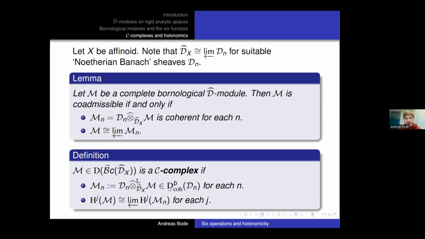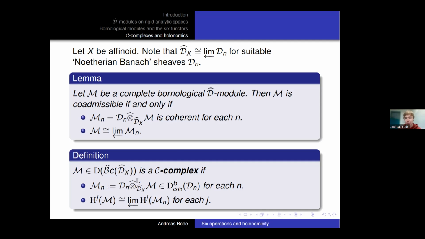So this is kind of the analog of bounded coherent things. And it's not hard to see from the definition, if you pour in some functional analysis, that the cohomology groups that you get here are indeed co-admissible modules, right? They're given as the inverse limit of some suitable coherent guys on level n. And in fact, this is basically an if and only if. So if I have some bounded complex, then being a C complex is really the same as saying all the cohomology groups are co-admissible modules.